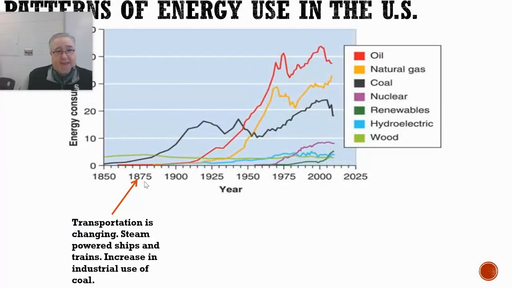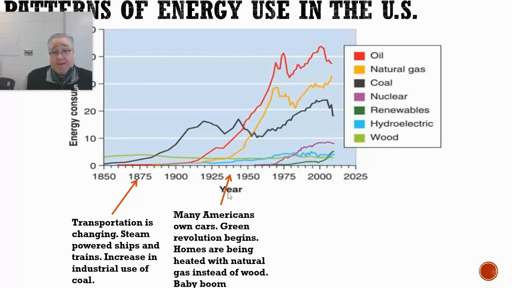For example, in the 1870s, this is a point in time where transportation started to change in the U.S. There were a lot more steam-powered ships, a lot more trains that utilized steam. So a lot of these types of transportation utilized a lot of coal. Burn the coal, boil the water, produce the steam. So you see this black line here starting to rise right around that particular point in time.